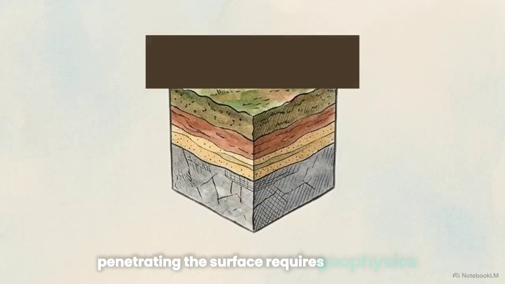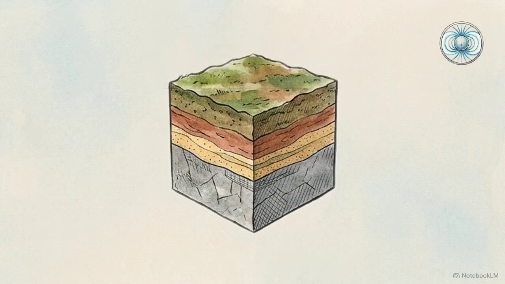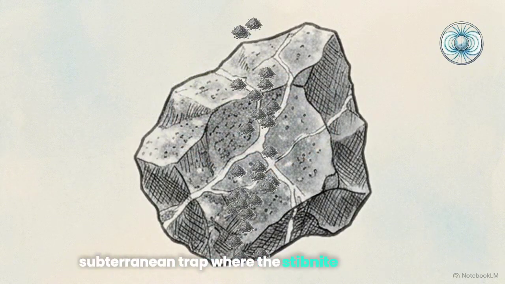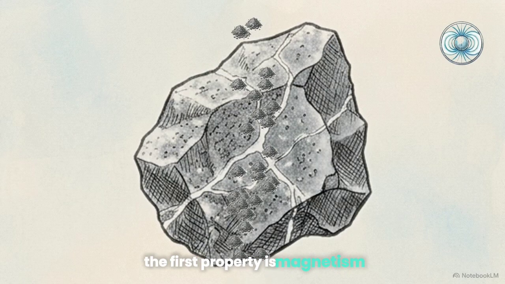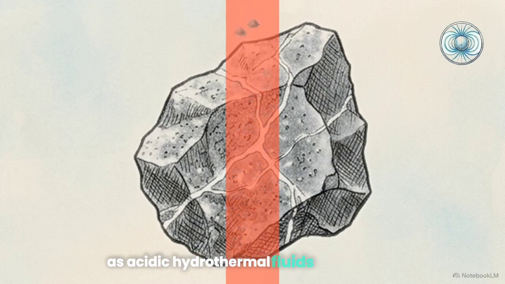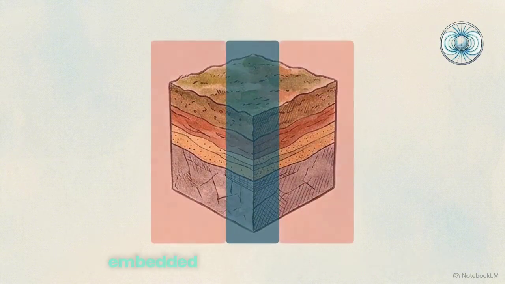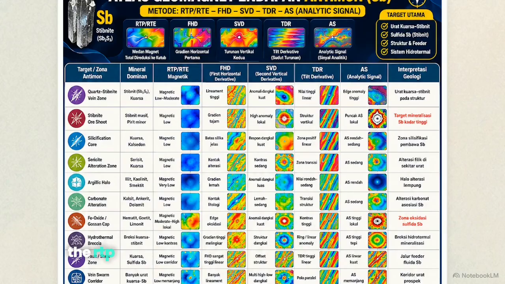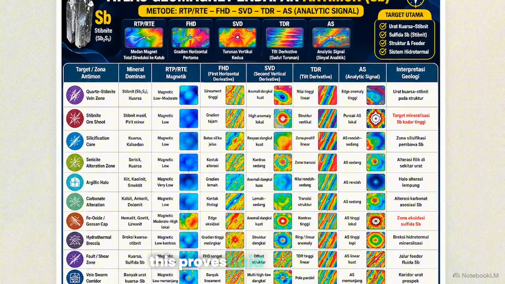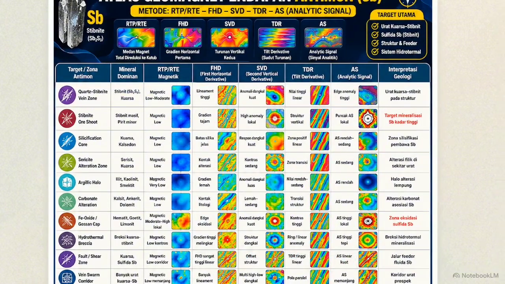Penetrating the surface requires geophysics. We need to map the invisible physical properties of the rock itself to locate the specific subterranean trap where the stibnite precipitated. The first property is magnetism. As acidic hydrothermal fluids boil upward, they dissolve and destroy the primary magnetic minerals, like magnetite, embedded in the surrounding host rock. The RTP magnetic data shows the alteration zone as a broad magnetic low. This proves fluid presence, but it's too wide for drilling. We apply first horizontal and tilt derivative algorithms. These filter the blur, extracting sharp vertical boundaries around the demagnetized zone.